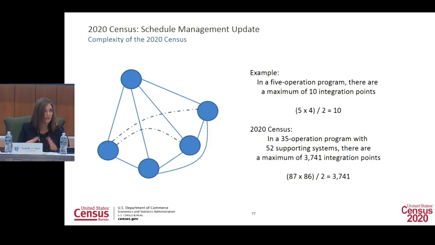So I wanted to put it in another context. This is just using a very simple model, a 5-operation program. Within that, there are a maximum of 10 integration points. So if you apply that same formula to the 2020 program, we have a maximum of 3,741 integration points. We rely on our integrated master schedule to manage all of those relationships.